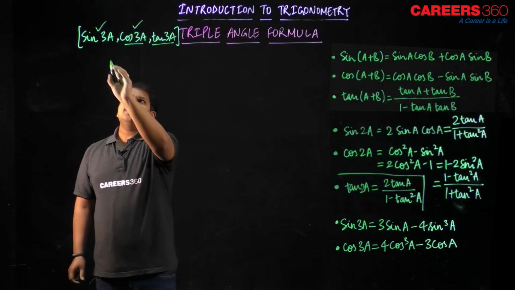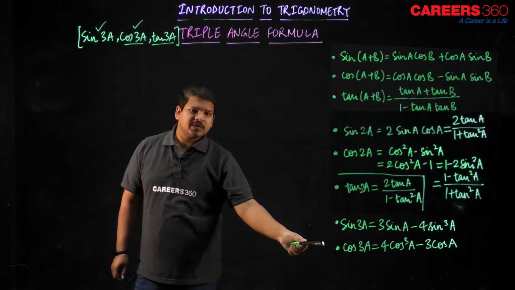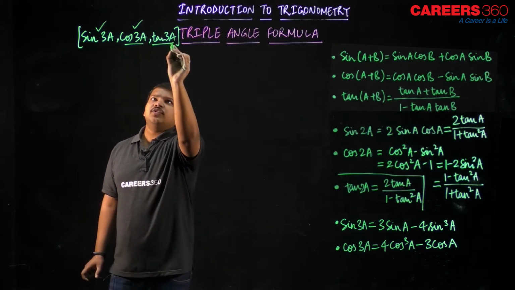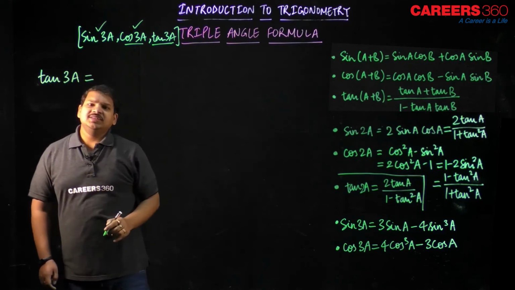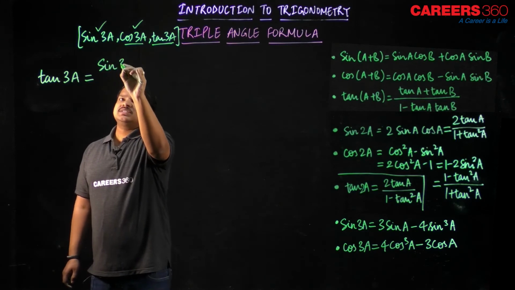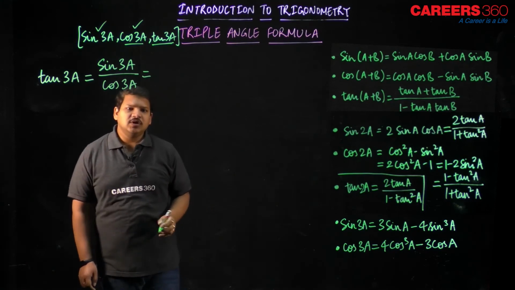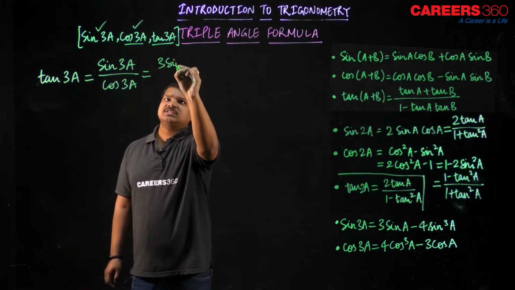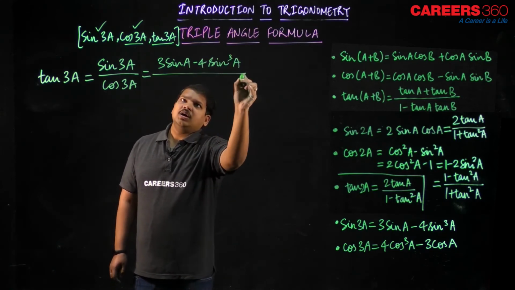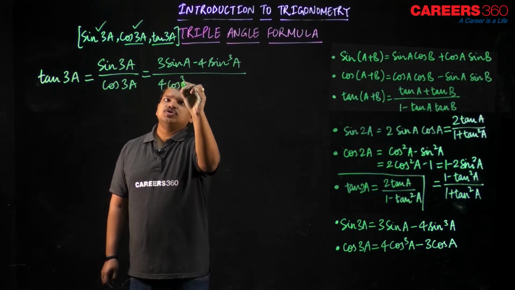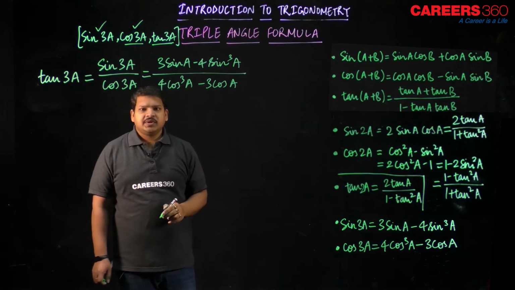So till now we have learned the formula of sin 3A and cos 3A. I hope you are following. And now let's calculate the formula for tan 3A. Now tan 3A can be written as sin 3A upon cos 3A, and the formula for sin 3A is 3 sin A minus 4 sin cube A upon 4 cos cube A minus 3 cos A.